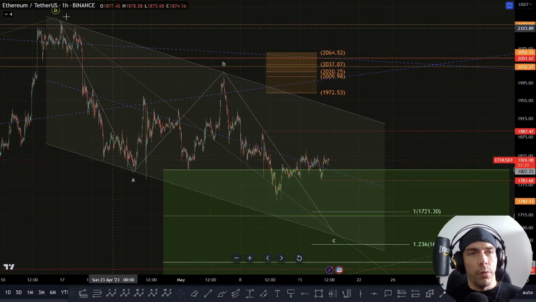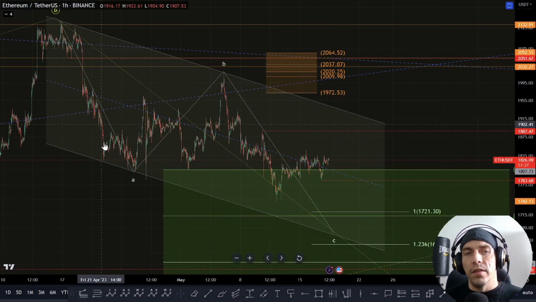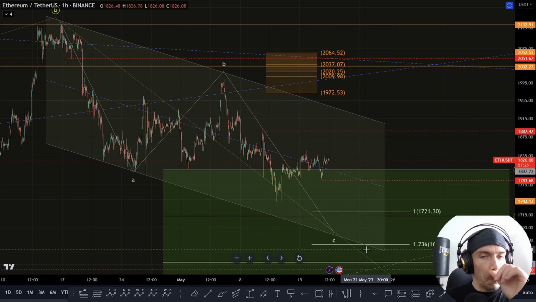Today we're going to be looking at Ethereum. Let's get into the price action and see what's going on. Primarily what we're still looking for is that potential that we are looking at an A, a B, and a C pattern to the downside.